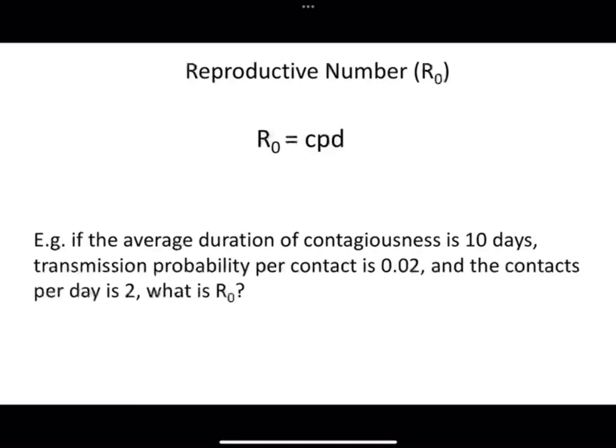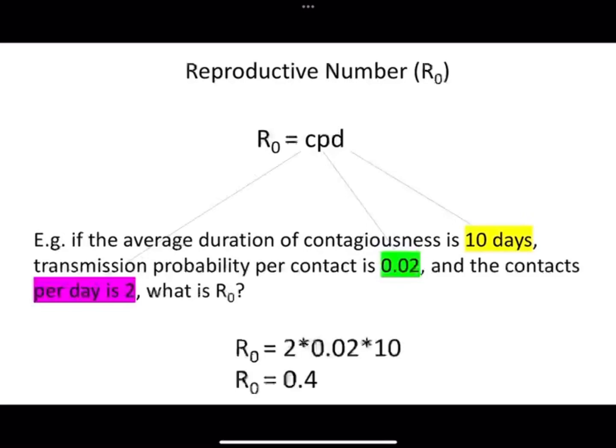So just calculating R naught, if the average duration of contagiousness is 10 days and transmission probability is 0.02, and there's 2 contacts per day, what is R naught? So pulling C out of the equation, 2 contacts per day, P, transmission probability of 0.02, and 10 days of contagiousness. This is a pretty easy one, but some of those tricks that I put in earlier about calculating P first and having different units of C and P, that's where you can get tripped up, but overall these are pretty easy calculations.